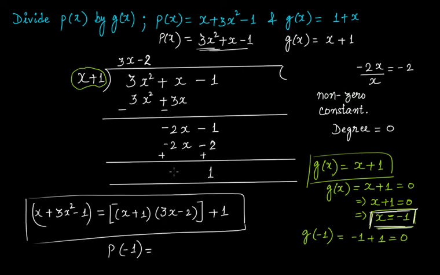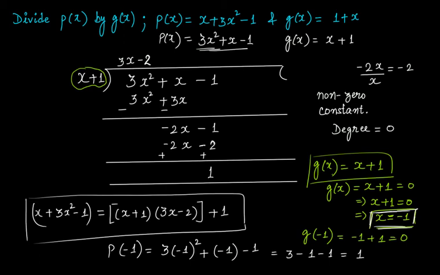So your p(x) becomes 3 multiplied by (-1) squared plus (-1) minus 1. (-1) squared means 1, and this becomes 3 plus (-1), which means minus 1, and then minus 1. So from this subtraction you get 1. Okay, so what's the point here?